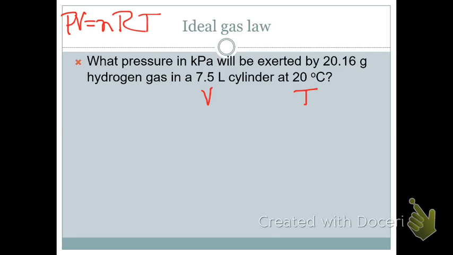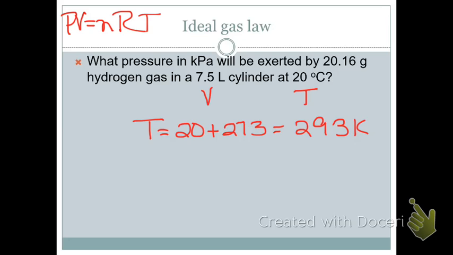So we've got to do something about our temperature, which is at 20 degrees Celsius. We're going to have to add 273 to give us 293 K. And we've got to do something about the fact that we have grams of hydrogen gas. Well, I can't use grams. I need to have moles.